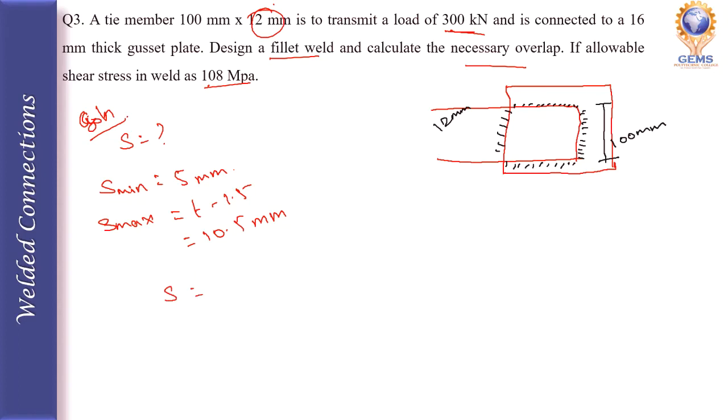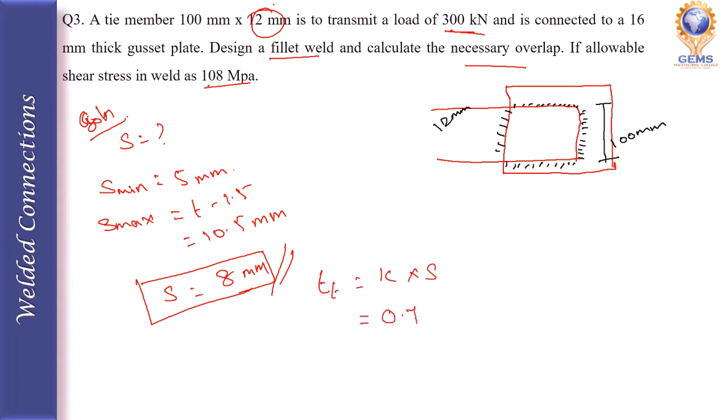So here we are adopting this size as 8 mm. If we adopt the size as 8 mm, what is the throat thickness? K into S, that is 0.7 into 8, that is 5.6 mm. This is the throat thickness.